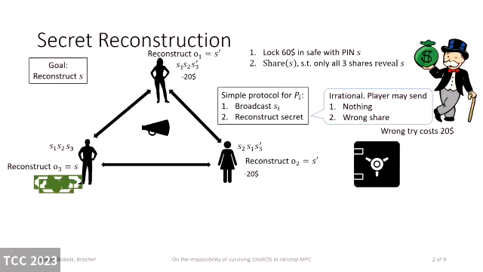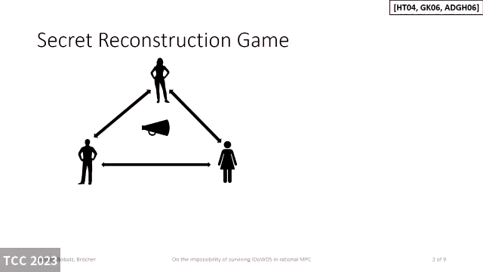Okay, so when I now say it's irrational to play, this is a very intuitive statement. However, we have to formalize this. And this was done by Halpern and Teague, and then refined by Goldwasser, Katz, Abraham et al. roughly 20 years ago in the secret reconstruction game. So again, we have the setting, and at the very beginning of the game, each party chooses a strategy by themselves, an ITM, which is just an algorithm which can send messages over the network, and this fixes the protocol.